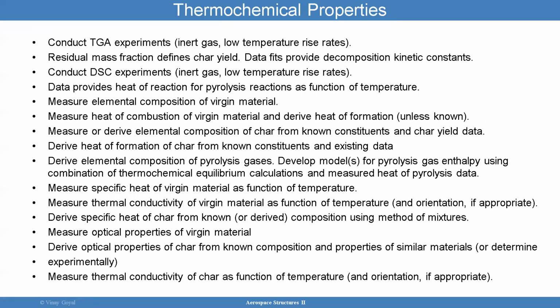So here is a list of thermomechanical properties, a very extensive list. I encourage you to pause the video and look at this list, but it requires an extensive amount of material development, model development, and it requires performing TGA, various tests across industry are required, looking at the composition of the virgin material, looking at heat of combustion of the virgin material, looking at heat of formation of the char, looking at elemental composition of pyrolysis gases, looking at specific heat of virgin materials as a function of temperature, measuring the thermal conductivity of the virgin material as a function of temperature, deriving specific heat of char from known compositions, deriving optical properties of char from non-composition properties, and that can be determined experimentally, and then measure the thermal conductivity of char as a function of temperature.